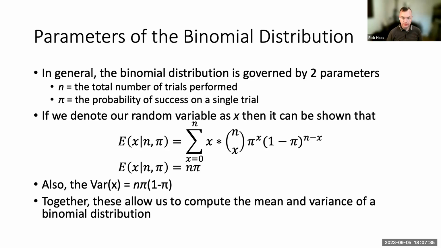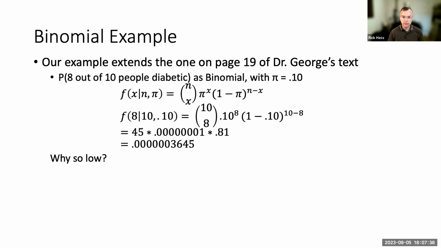So that's a lot of fancy math. Let's put it to use. The way we compute this is as follows. With pi equal 0.1, so again, we'll go back to the 10% probability of diabetes in the population.